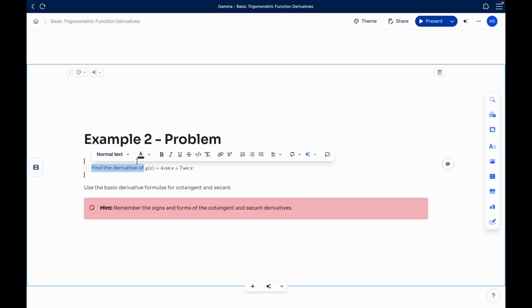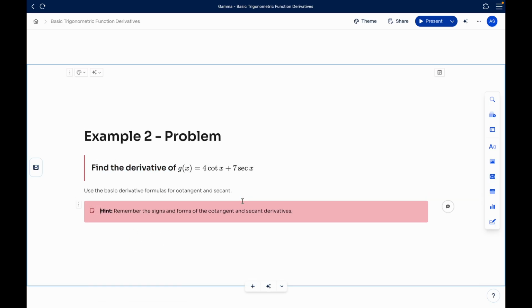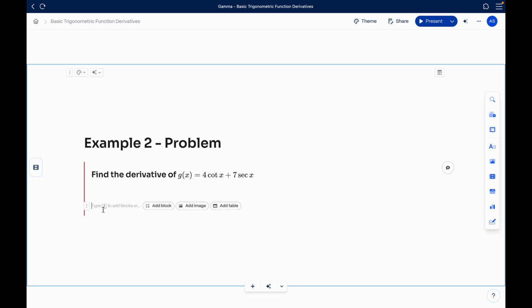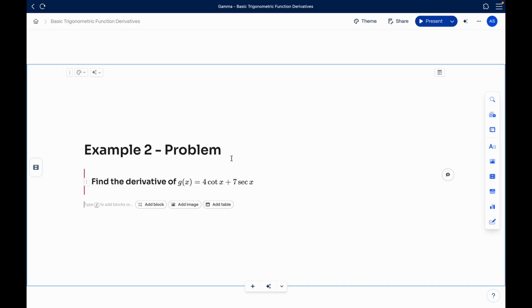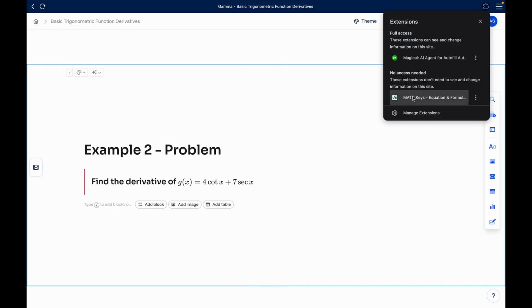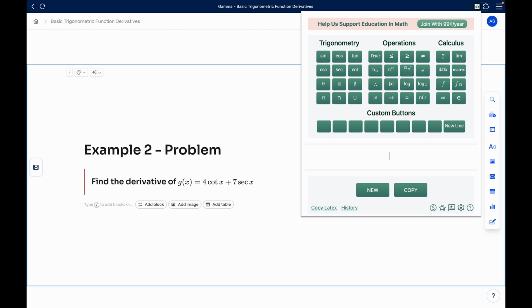The next problem is to find the derivative of g of x is equal to minus 4 cotangent of x plus 7 secant of x. Now, the plan is to pretty much do the same as we did for the previous problems. So, what we're going to have is g dash of x is equal to d divided by dx of minus 4 cotangent plus 7 secant of x.